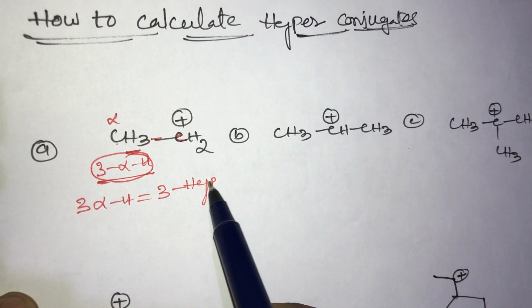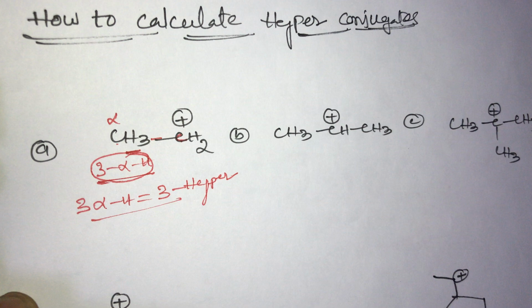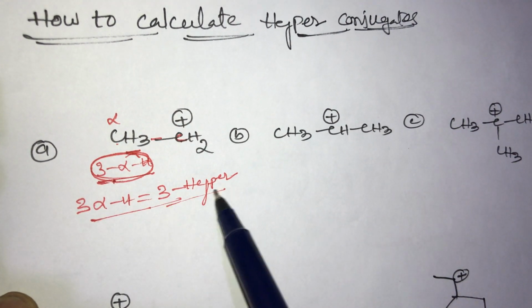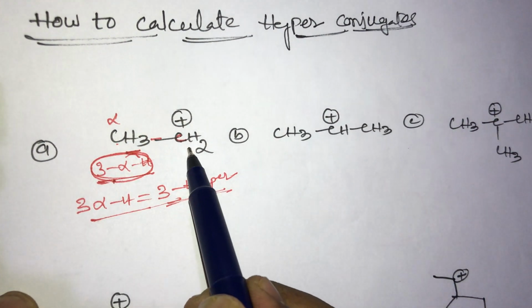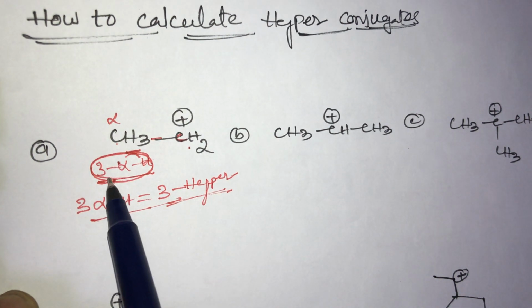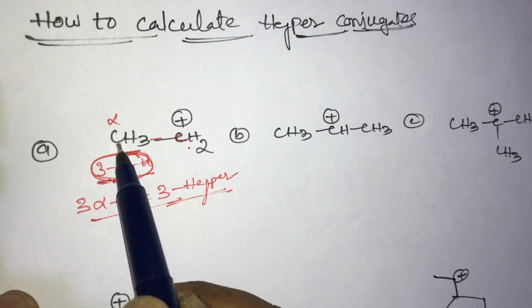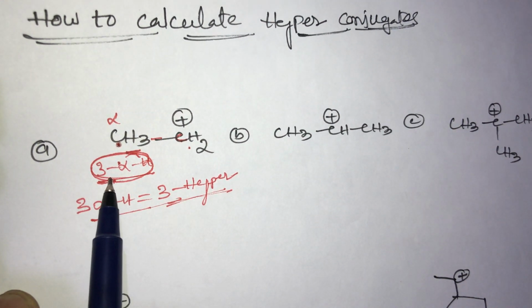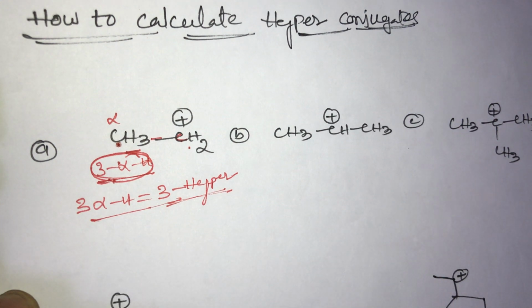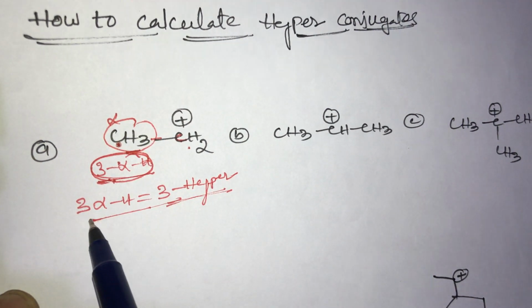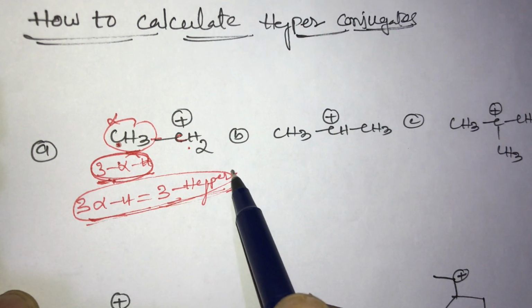Simply remember, students, hyperconjugates depend on the number of alpha hydrogens. Here 3 alpha hydrogens are there, so these 3 alpha hydrogens equal 3 hyperconjugates. The carbon next to the positive charge is called the alpha carbon, and it contains alpha hydrogens. So these 3 alpha hydrogens equal 3 hyperconjugates.